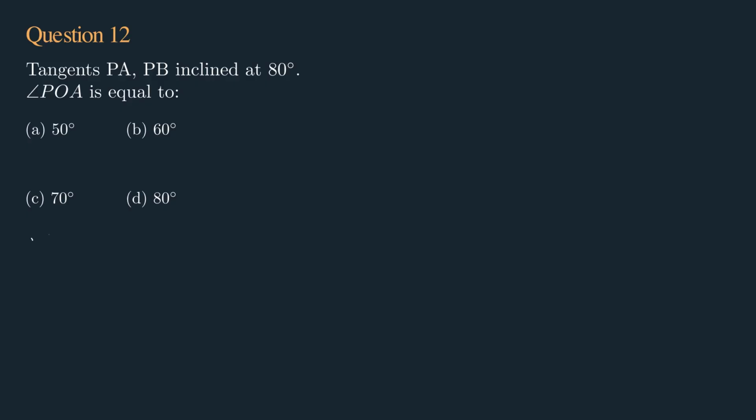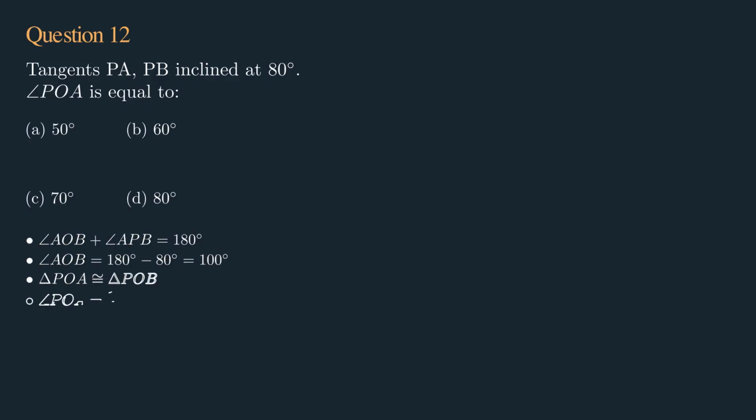Question 12. If tangents PA and PB are inclined at 80 degrees, find angle PA. Here are the options. The angle between the radii is supplementary to the angle between tangents. So angle AOB is 100 degrees. Triangles PAO and PBO are congruent. So angle PA is half of angle AOB, which is 50 degrees. The correct option is A, 50 degrees.